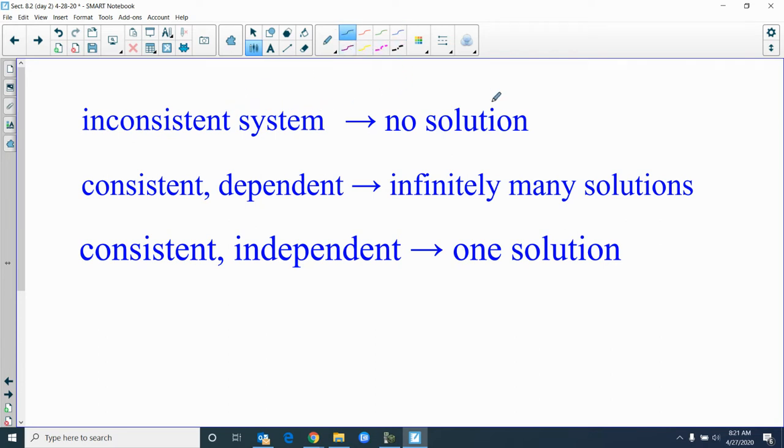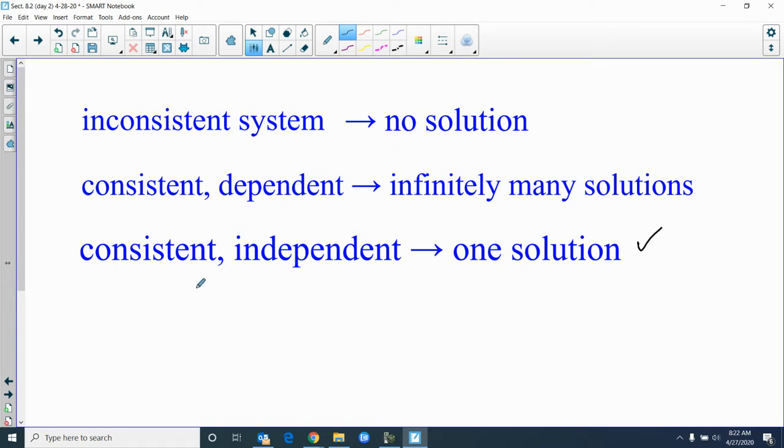Inconsistent system. It means no solution. If it's consistent and dependent, okay, they depend upon one another, you get infinitely many solutions. Consistent and independent is one solution. All right, this is the one solution which you do the majority of the time. 2x2 systems, a little bit more straightforward. No solutions, parallel lines. Consistent, dependent is the same line.